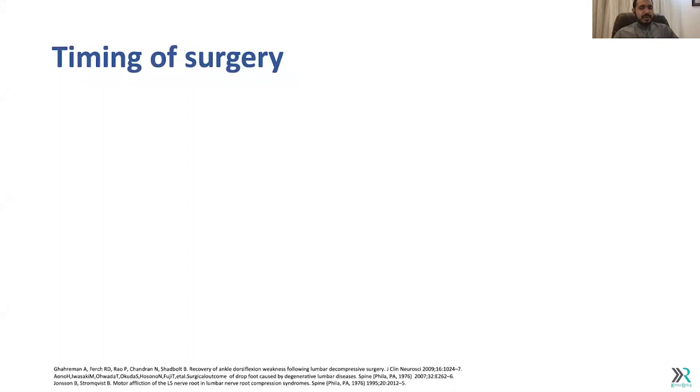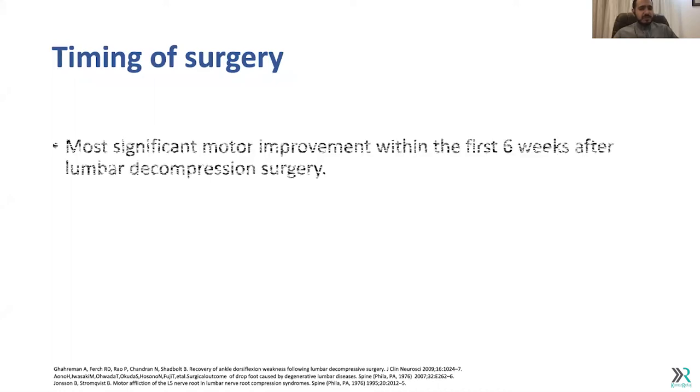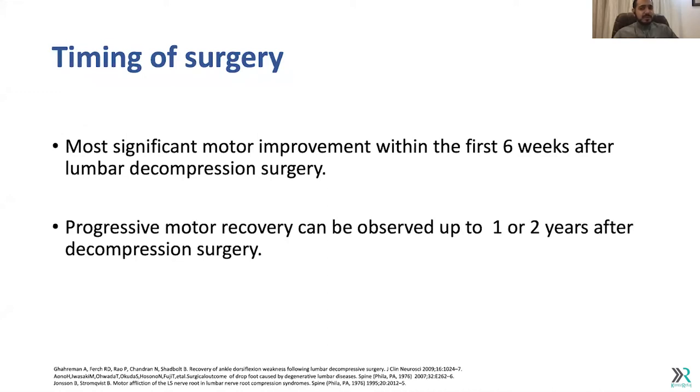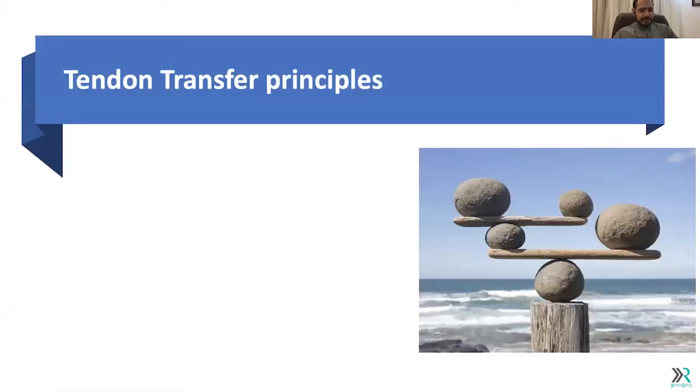So I got a lot of questions regarding time of surgery. So when do you plan to do the surgery? Usually we wait for any motor improvement, and post lumbar decompression, most of the recovery happens over the first 6 weeks. However, there's still progressive motor recovery that can be observed up to 1 or 2 years of the decompression surgery. So moving toward the tendon transfers.